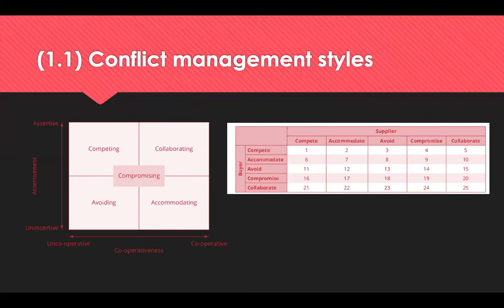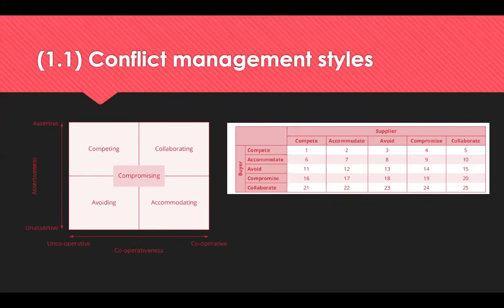Assertiveness, which is concerned with the conflict response based on the attempt to get what we want. And cooperativeness, which is concerned with the conflict response that's helping others to get what they want. This produces 5 approaches to conflict resolution, each of which has its own objective.